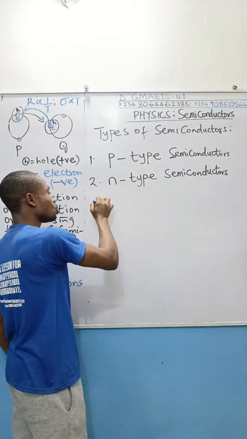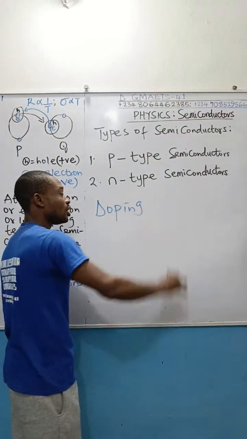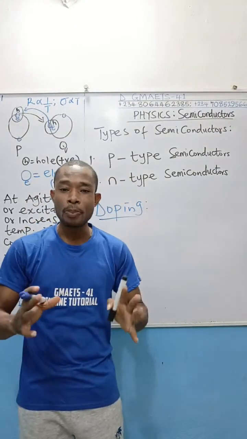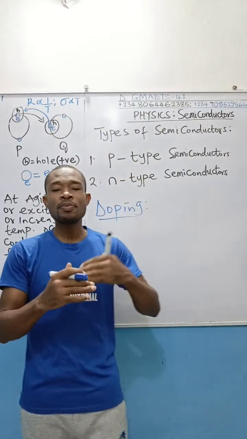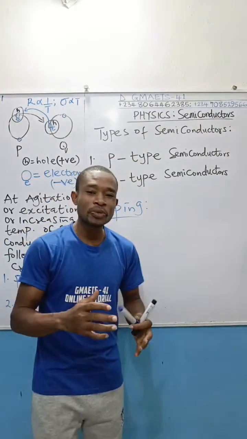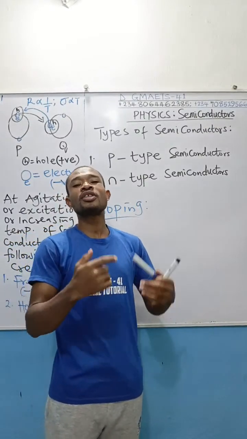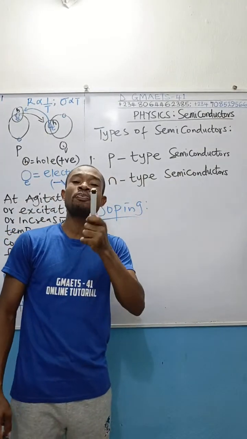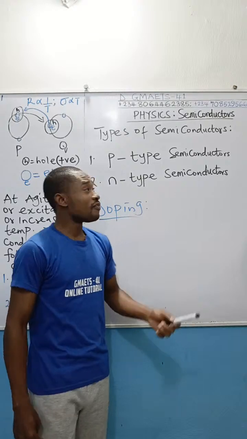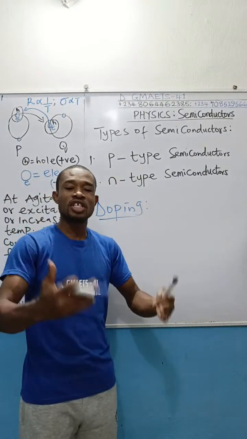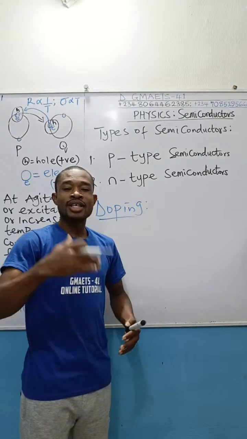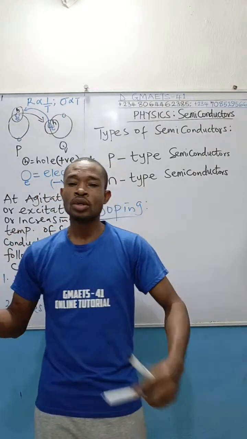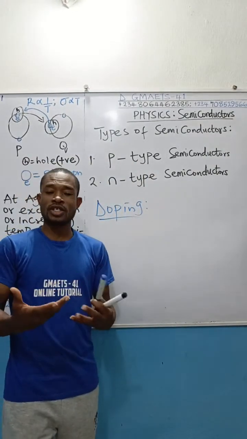This will now take us to a process known as doping. A process known as what? Doping. We are going to define the term doping, because it is through the doping process that you convert pure semiconductors to impure semiconductors. Take note, these P-type semiconductors and N-type semiconductors are impure semiconductors. The formation of this P-type and N-type, there is something you did to form them. And that thing you did, the process is called doping. In doping, what you do is to introduce impurities to pure semiconductors.